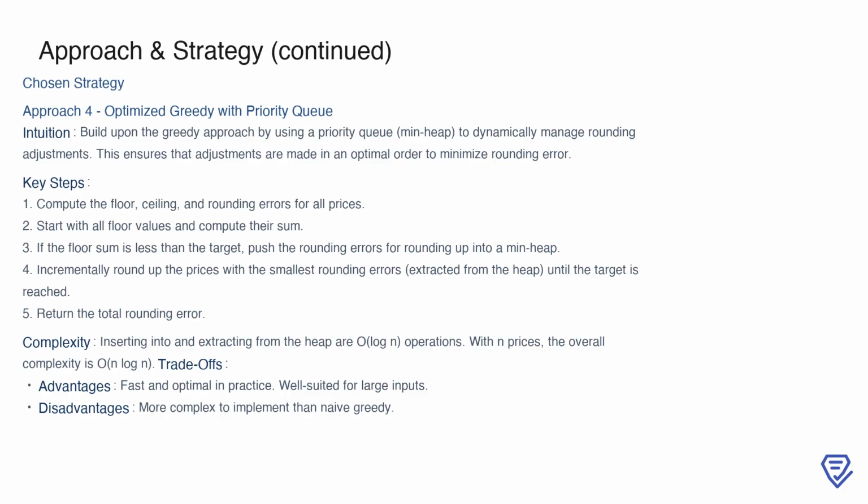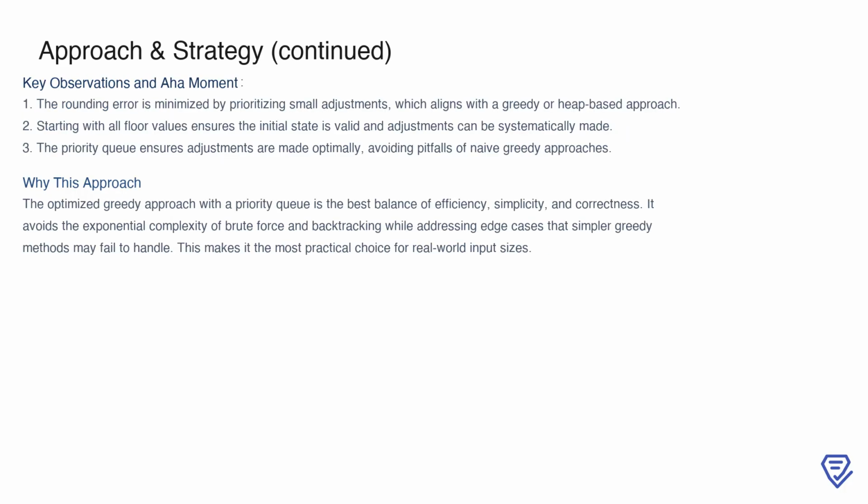This makes it both fast and practical for large inputs, though it is more complex to implement compared to simpler greedy methods. The key insight behind the optimized greedy approach with a priority queue is that minimizing the rounding error requires prioritizing the smallest adjustments. By starting with all floor values, we ensure our initial state is valid and can systematically make adjustments as needed. The use of a priority queue ensures that each adjustment is optimal, avoiding the pitfalls of naive greedy approaches.